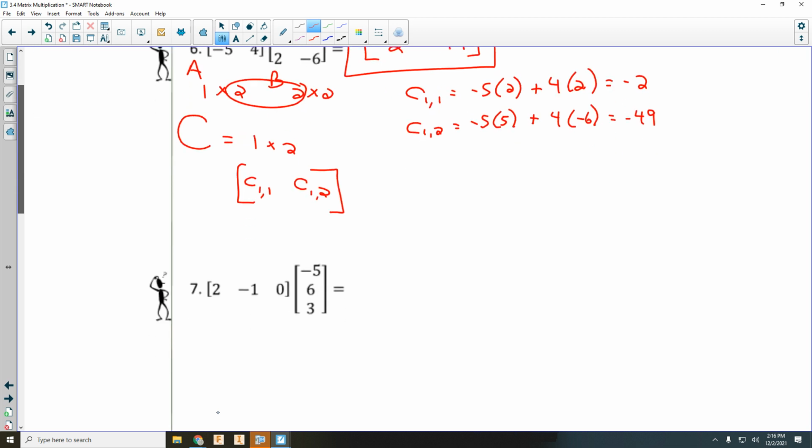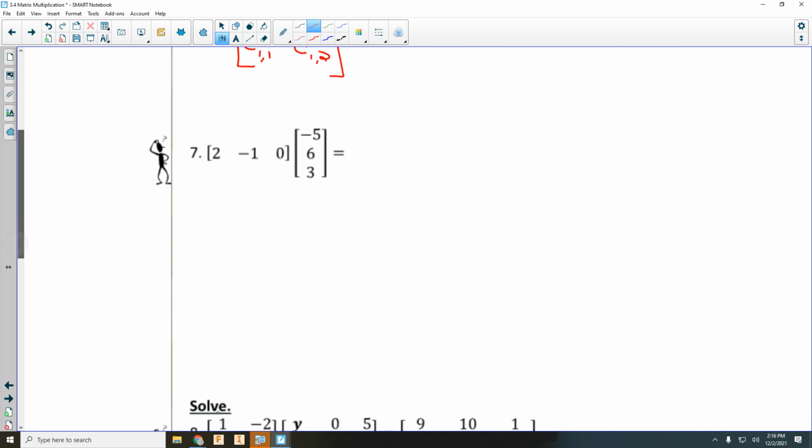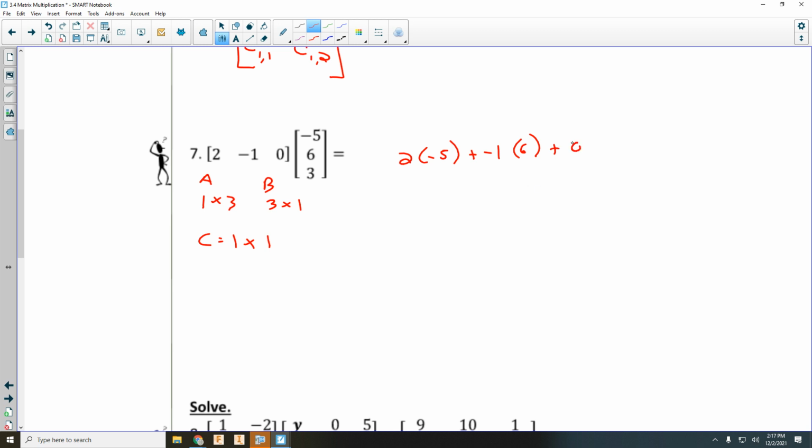Number 7, 1 by 3. I was saying that the 2, -1, 0 is 1 by 3, and 3 by 1. A would be a 1 by 3, B is a 3 by 1, so the final answer would be 1 by 1. So just be C11. There's only one element. So 2 times -5 plus -1 times 6 plus 0 times 3.